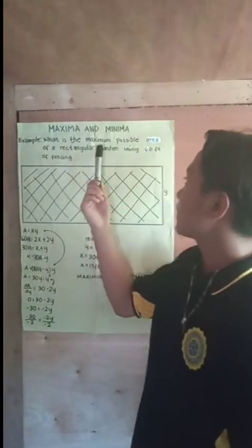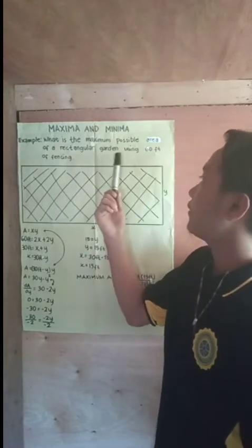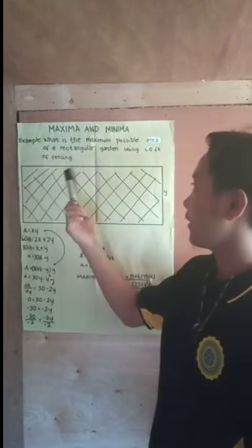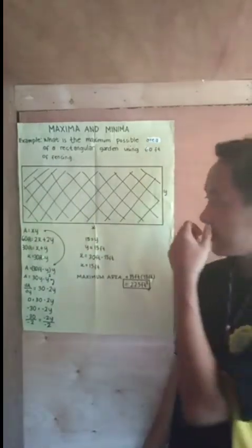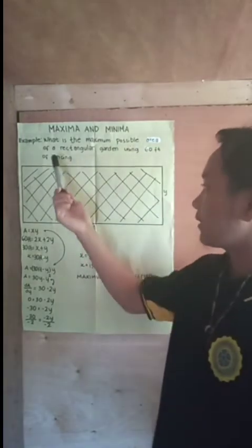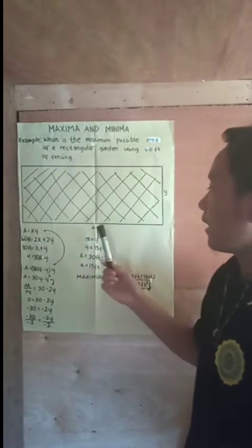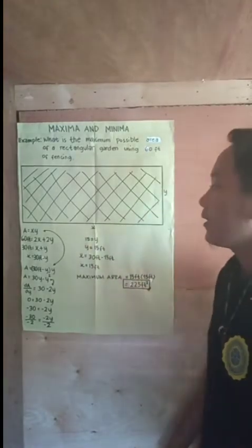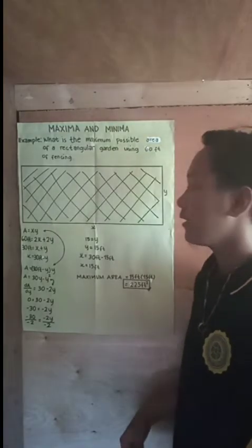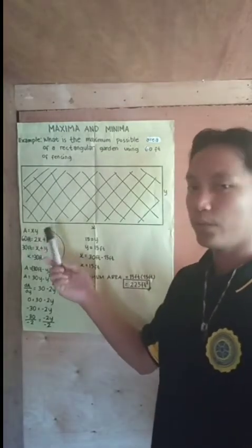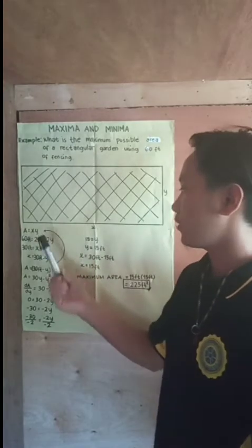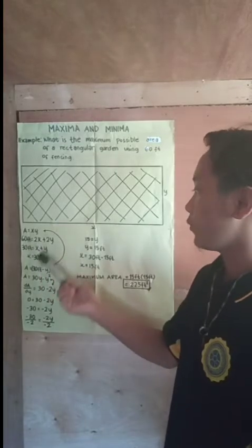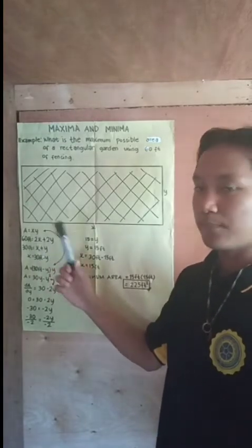What is the maximum possible area of a rectangular garden using 60 feet of fencing? So we have 60 feet and a rectangular garden. We let the width be x, then the height be y. We know the formula for the area is length times width or width times length. So A equals x times y.